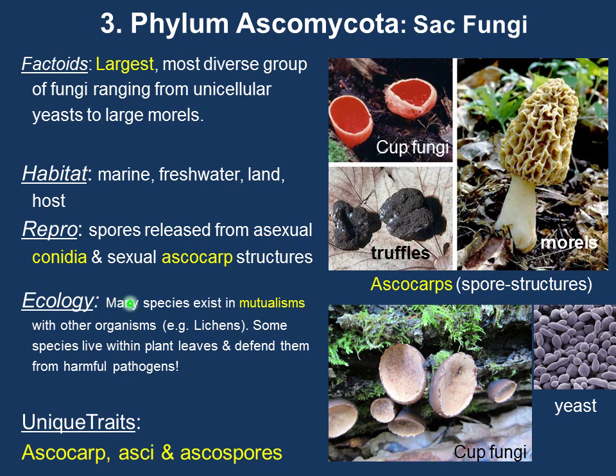Their ecology is many species exist in mutualisms with other organisms, such as lichens. Some species live within plant leaves and defend the plant from harmful pathogens. Their unique traits, they have an ascocarp, the asci, and the ascospores. We can see several different examples. Our cup fungus, our truffles, many of us enjoy those covered in chocolate. Those are the actual ascocarps. And then yeast produces something like that. And there's another cup fungus off to the bottom left.